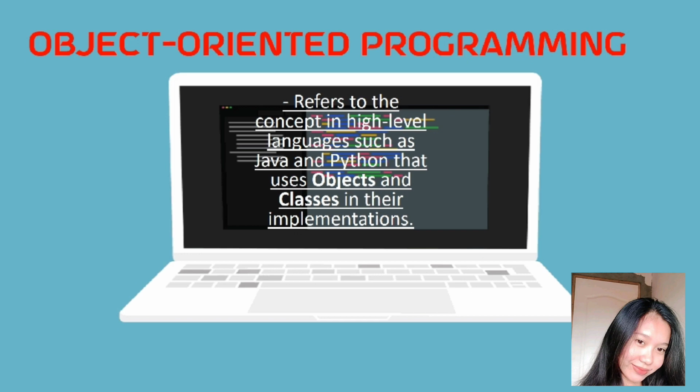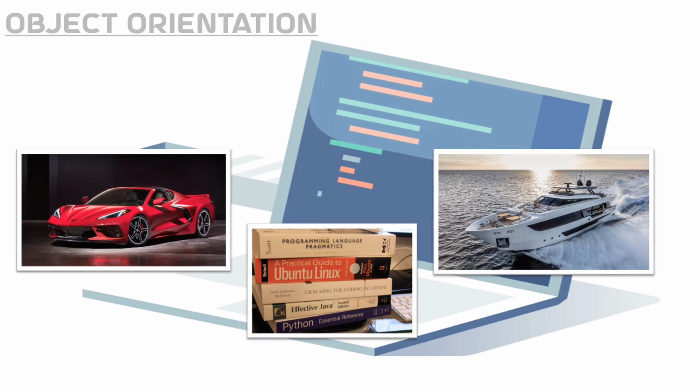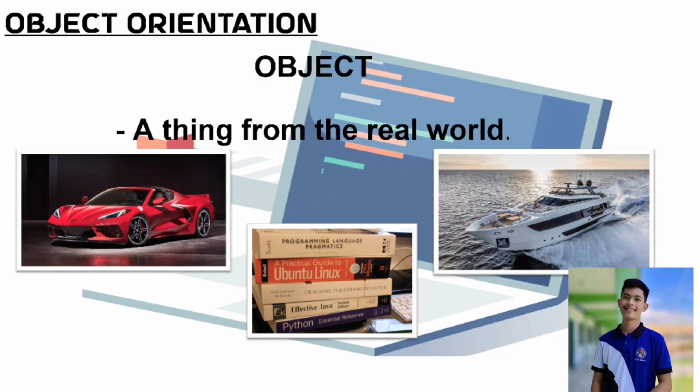If you want to learn Java and Python or any other object-oriented programming language, then you must understand these object-oriented programming paradigms, which are relatively easy concepts to understand. So let us know what object-oriented programming is. Object orientation comes from the word object-oriented itself.